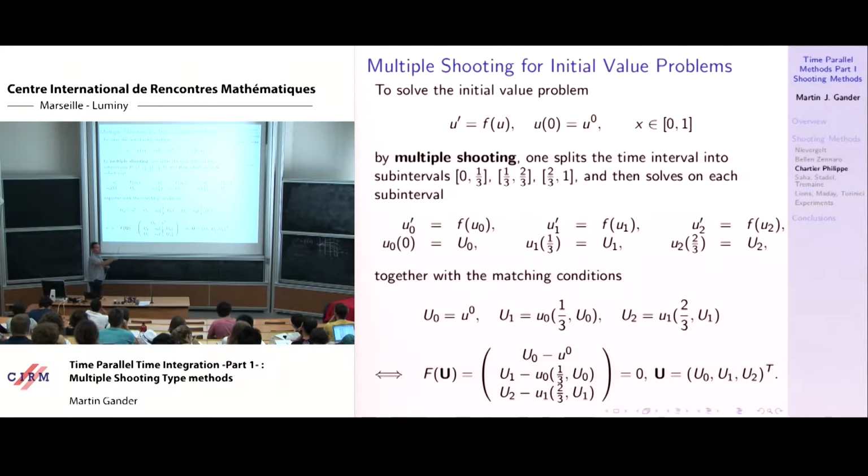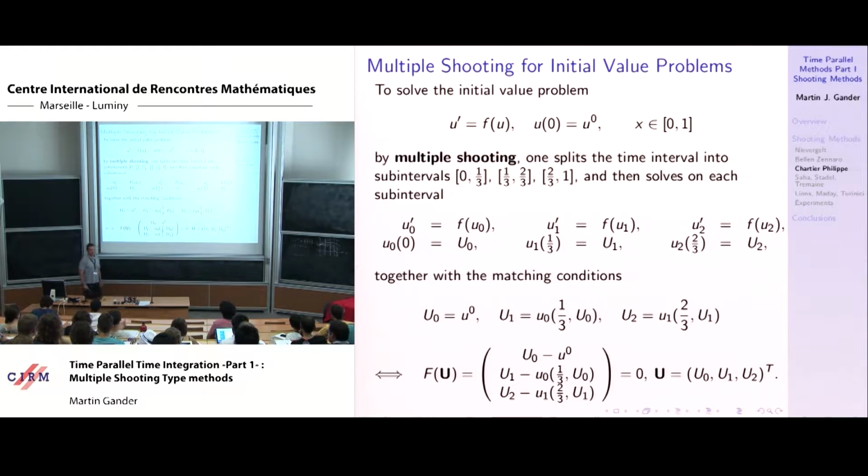And because I have now 3 intervals, I have 3 conditions I have to satisfy. The first shooting parameter should be the initial condition of the problem. The second shooting parameter should have the value where the trajectory arrives on the first interval after an interval of 1/3. And the last shooting parameter should have the value where the solution of the middle interval arrives after having passed through its interval. So you see, I have 3 equations for 3 unknowns, capital U0, capital U1, and capital U2. So I can collect these 3 equations as a vector equation f of u, which is this, this, and this, equals 0 for the unknown 3 values.